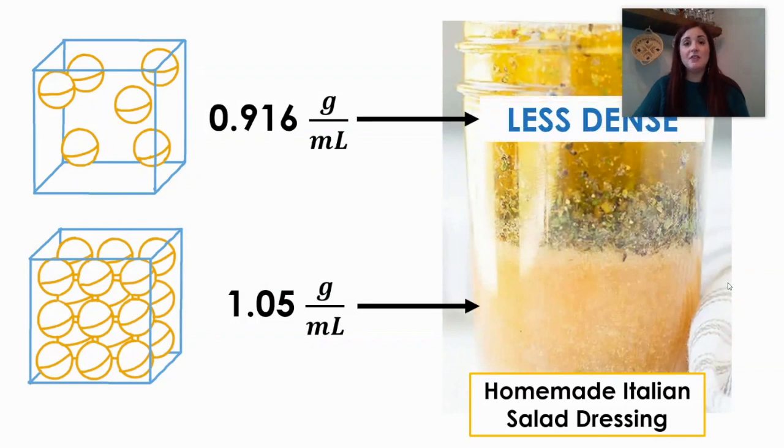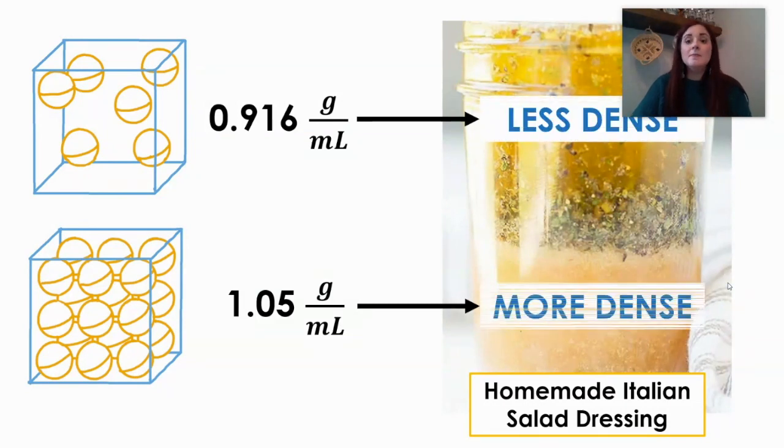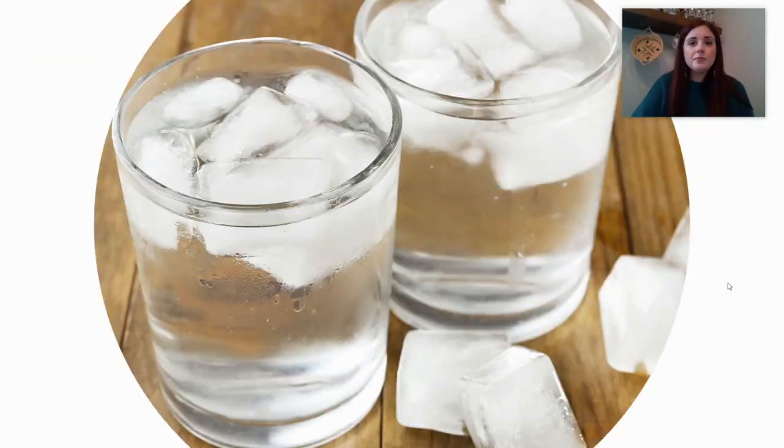So we'll see that the oil is less dense and the vinegar is more dense. Usually your oils are always less dense. That's why if you make soup, you'll see that you always have that oil rise to the top, and that's because that oil is less dense. It takes up less space per unit volume.